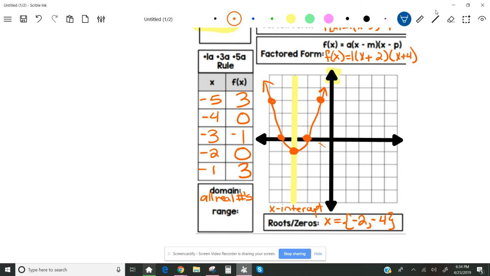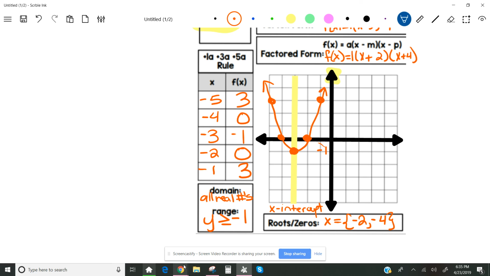And then lastly, we have our range. So our range is our y. So we're looking at where our range is, which is here, starting at our vertex, and it's going up. So it starts at -1 because that's -1 on the y-axis. So it's greater than or equal to -1.